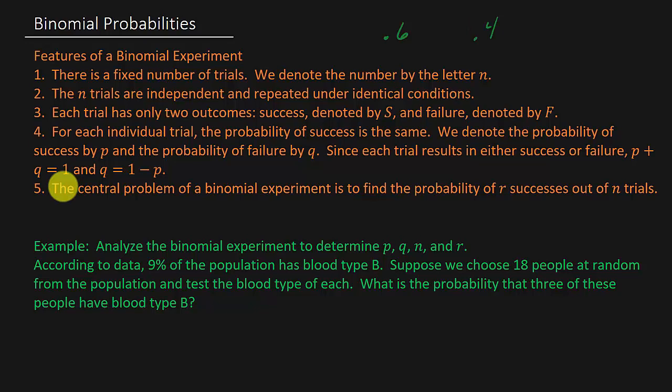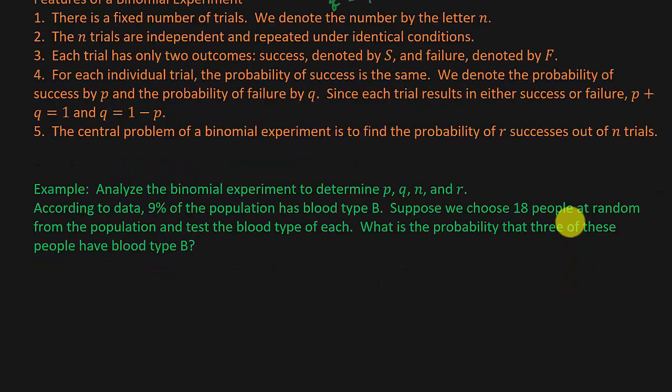So if you do know the probability of success, you can get the probability of failure, Q, by doing 1 minus the probability of success. So if the probability of success, P, is, say, 0.6, then the probability of failure would be Q equals 1 minus P, which is 0.4. That's what that's saying. And then the central problem of a binomial experiment is to find the probability of R successes out of N trials. Now, I'll explain that one more as we work the examples.